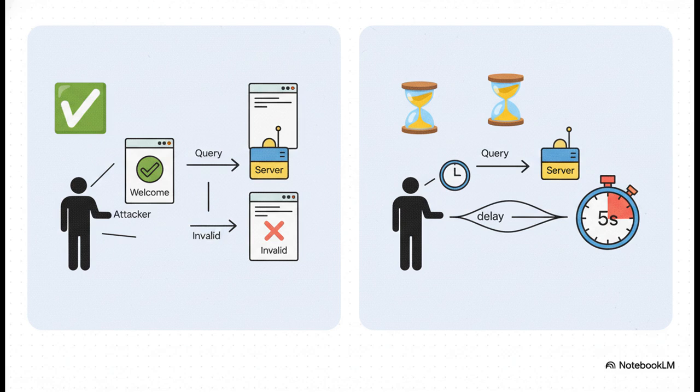Time-based attacks are even sneakier. The attacker tells the database, if the admin's password starts with A, just wait 5 seconds before you answer. If the web page suddenly takes 5 seconds longer to load, they have their answer. It's slow, but by asking thousands of these tiny questions, they can piece together the entire password.